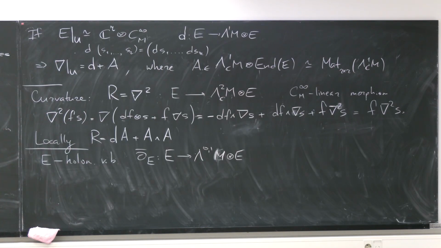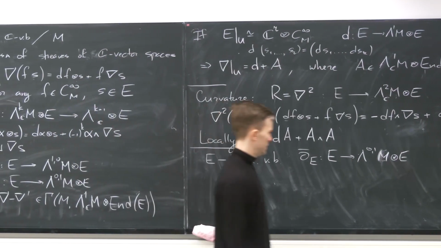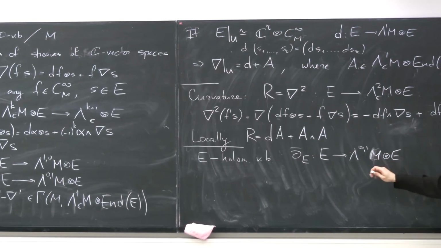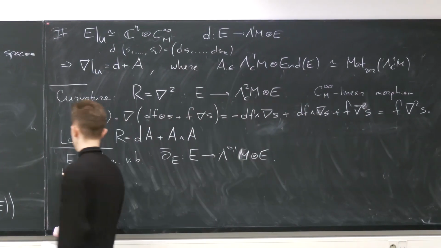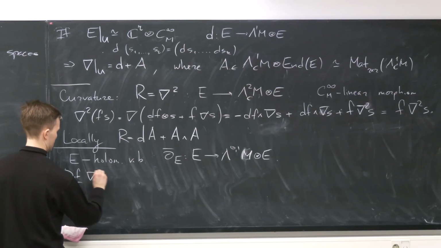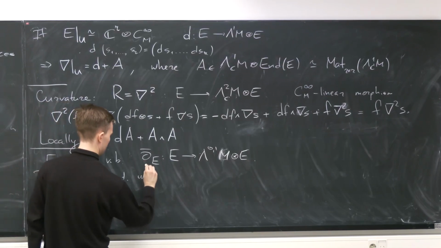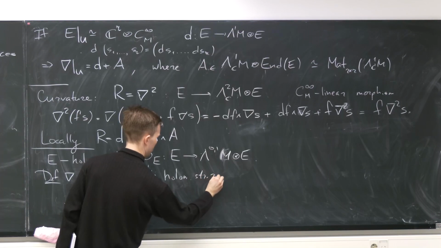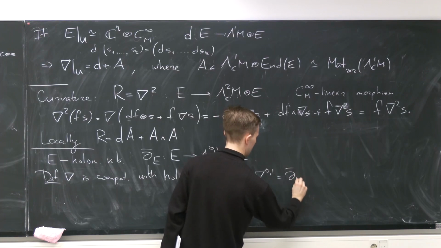And that looks exactly as the 0,1 part of nabla. So we say that nabla is compatible with the holomorphic structure if this nabla 0,1 coincides with del bar E. So the definition is that nabla is compatible with holomorphic structure if nabla 0,1 equals del bar E.